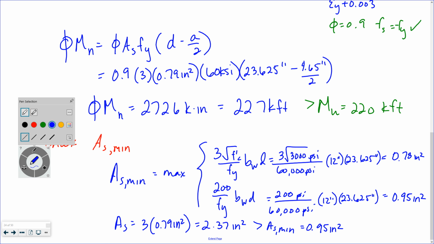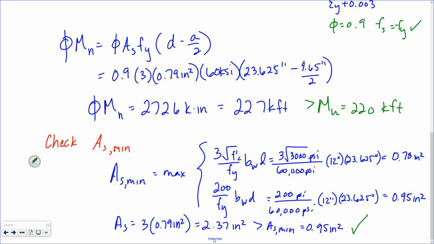So that is an example of, from start to finish, designing an entire concrete beam. Okay, that is where we'll stop. Thanks. Bye.